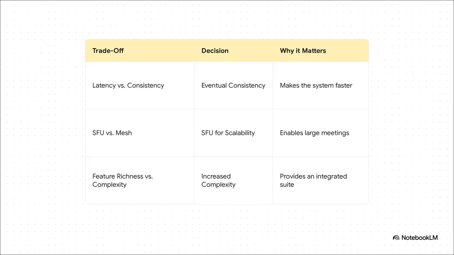Let's look at the key trade-offs they made. For chat, they chose eventual consistency. Now that sounds fancy, but it just means they prioritize speed and availability over the guarantee that every single person in the world sees the exact same data at the exact same millisecond. They decided that a tiny delay is acceptable if it makes the whole system feel instant. Pretty smart. And for video, they chose that more complex SFU model because having huge meetings was way more important than having a simple architecture. Every decision is a calculated compromise to hit a bigger goal.